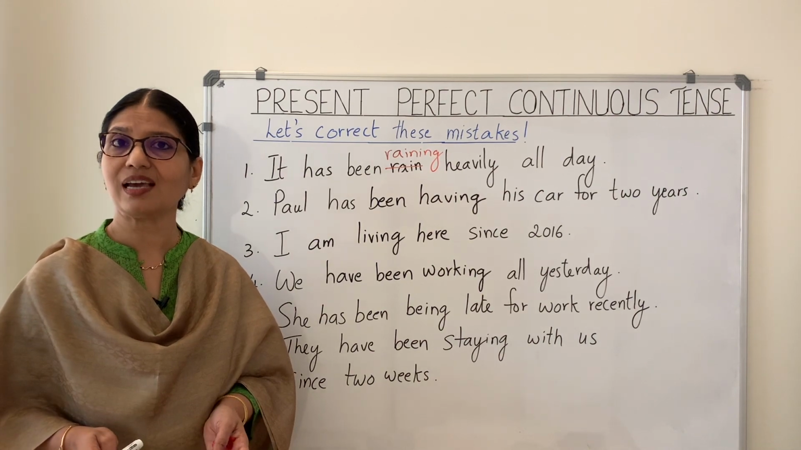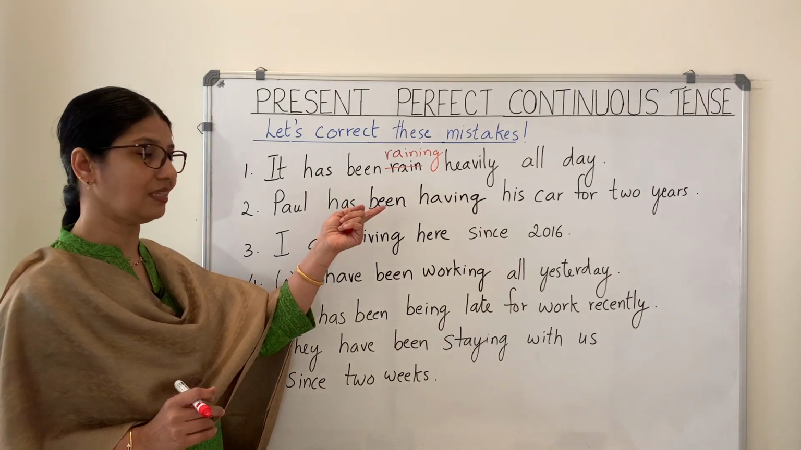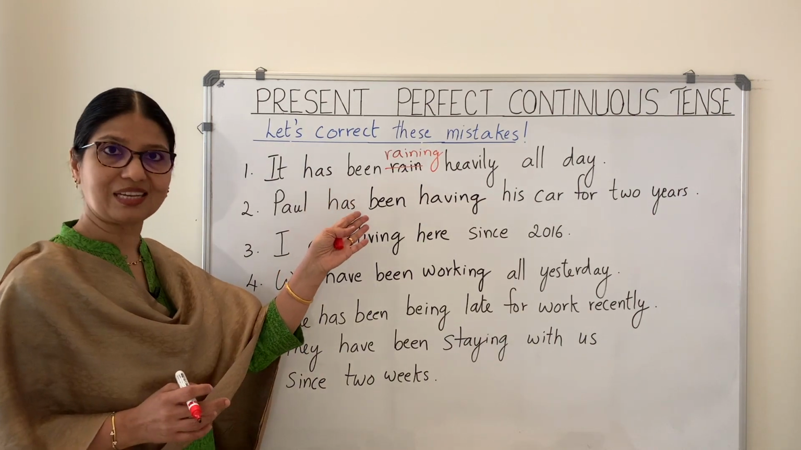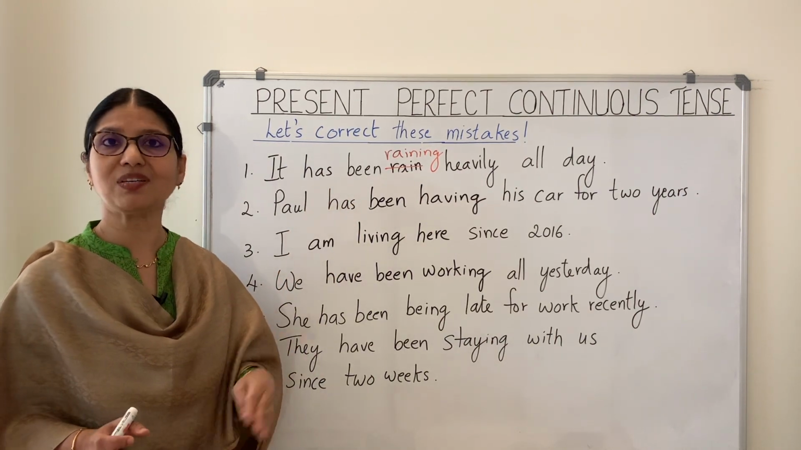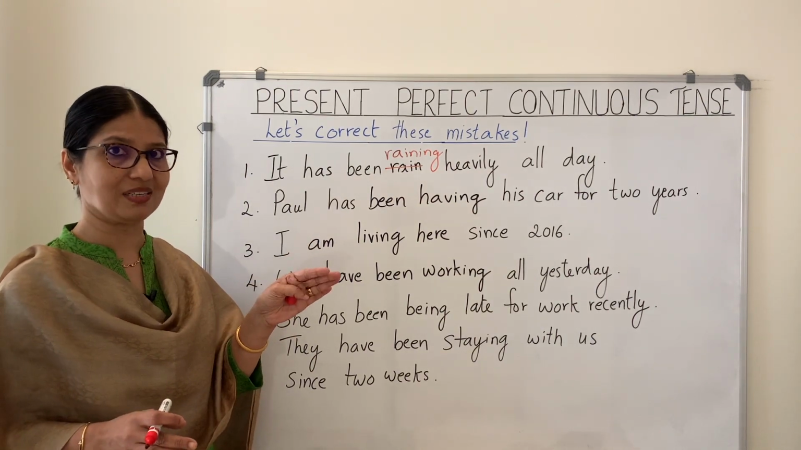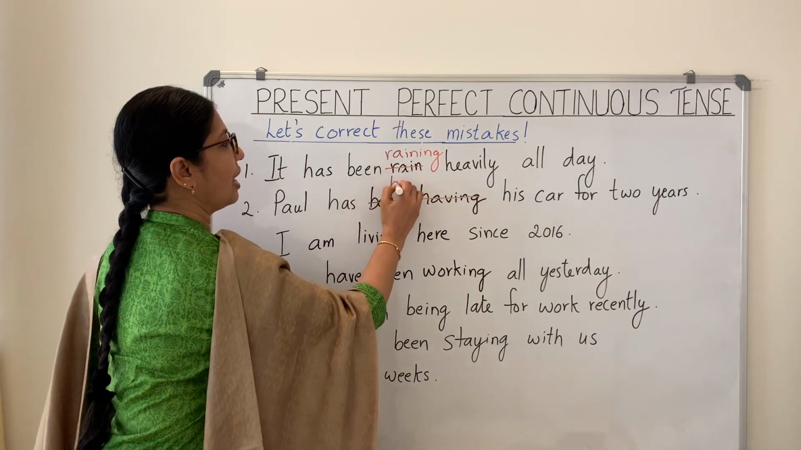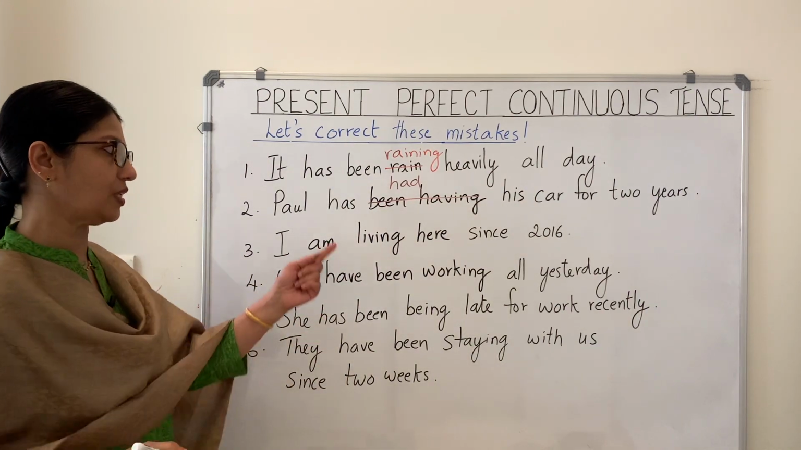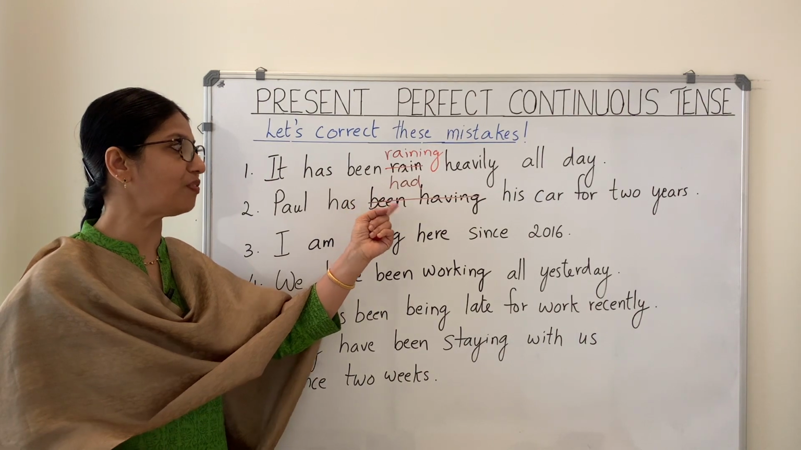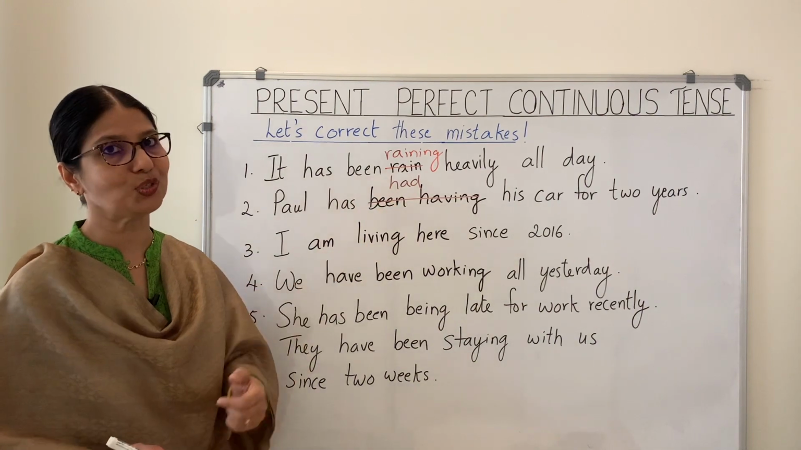For example, you can say, I'm having my lunch. That means I'm taking my food. But here, in this case, it means to own something, to possess something. So in that case, we cannot use it in the ing form because it's a stative verb. So I can just use the present perfect simple here. So that will be changed to Paul has had his car for 2 years. And how did you get this word had? It is the past participle form of the verb have. So you have Paul has had his car for 2 years.